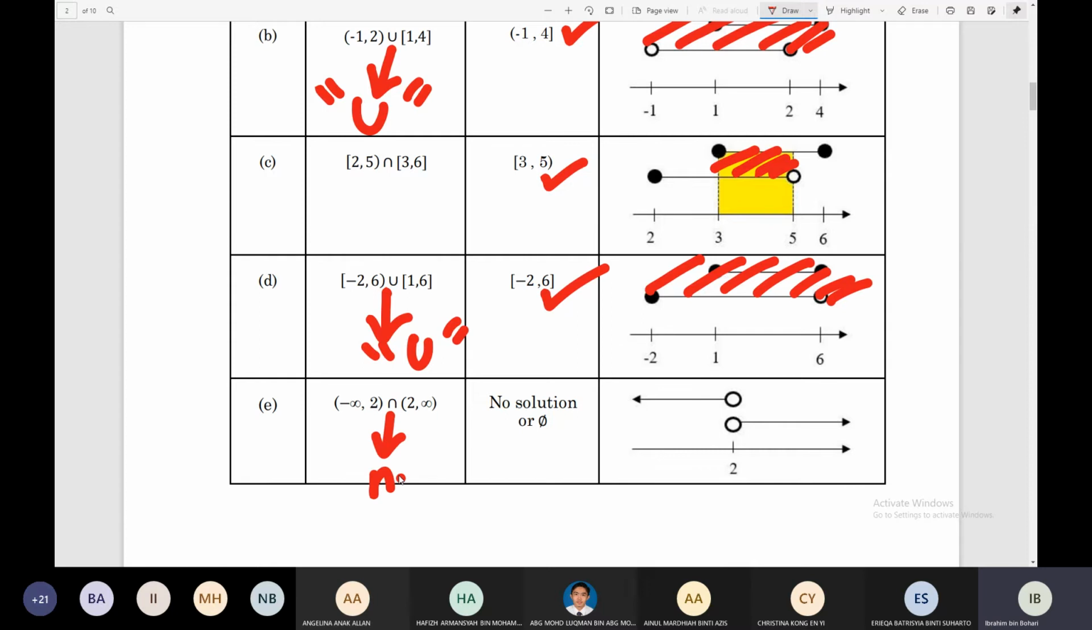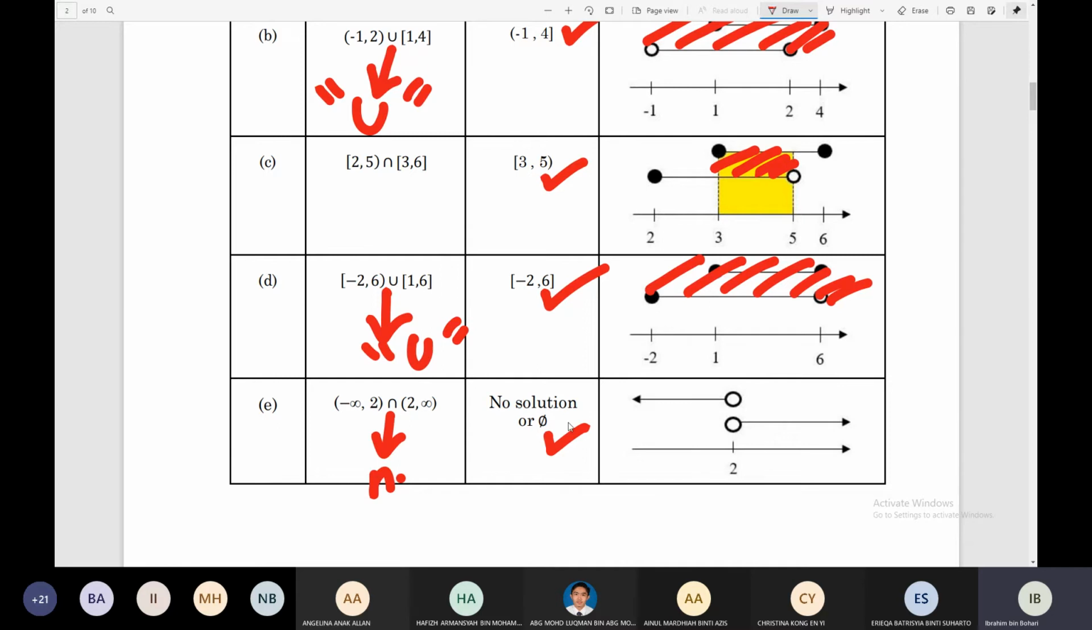Okay. Question E ni ada sikit lain sikit. Question C kalau check no solution, answer you here null set. Dia tak ada intersection. This one -∞ 2, and second here 2 to the positive infinity. Kat tengah ni tak ada sebarang intersection. Okay, so it equals to the null set.